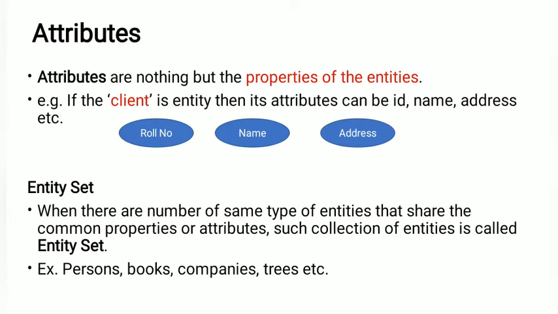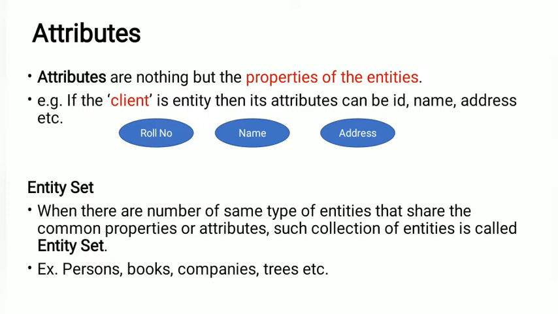Next key concept here is attribute. Attributes are nothing but the properties of the entities. For example, if client is an entity, then its attributes can be its client ID, name, address. The next one is entity set. When there are a number of entities of the same type that share common properties or attributes, such a collection of entities is called an entity set.